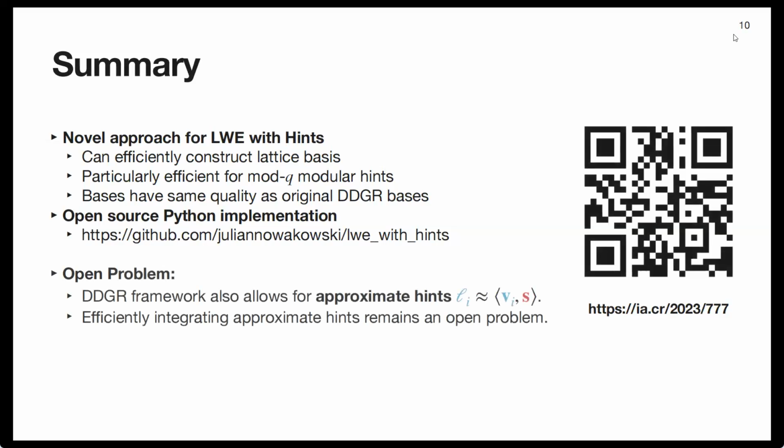Right. So let me end with one open problem. In the original framework, they have one more class of hints called approximate hints. And here you don't learn these inner products exactly, but only get approximations. And conceptually, they work very differently from the modular and perfect hints, and we weren't able to make this transformation efficient. I think it would be very interesting to also do that. Thank you for your attention.